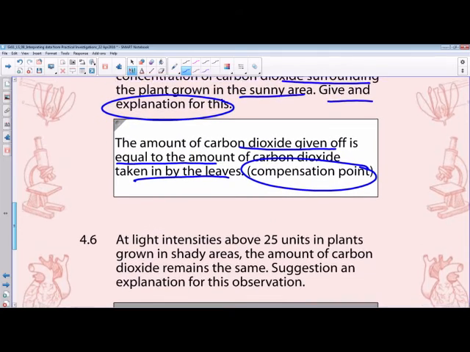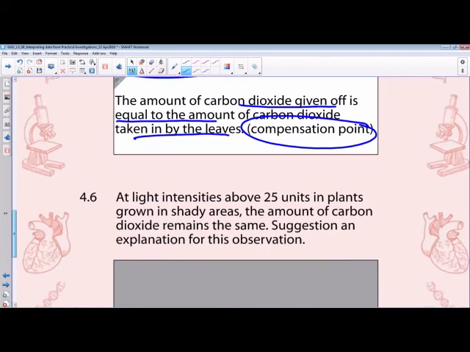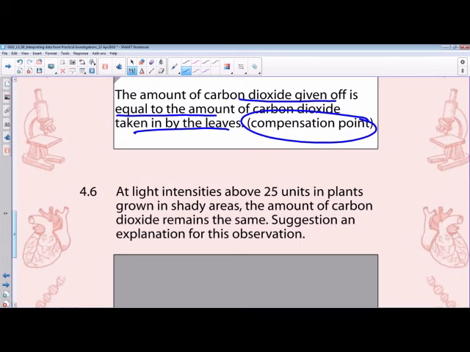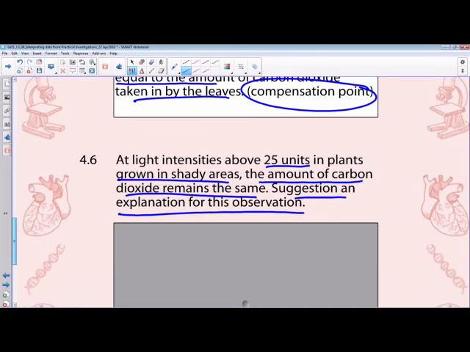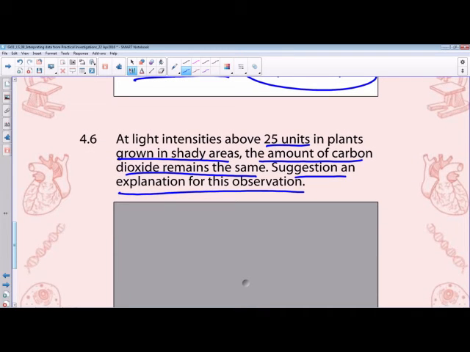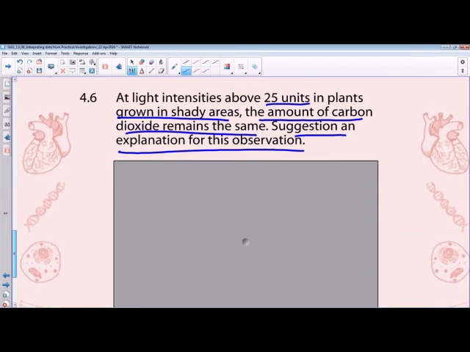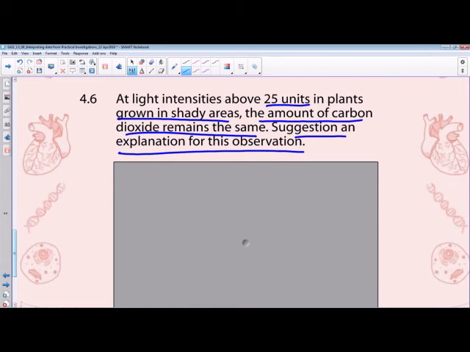Okay, we're going to spend some time on this next question. At what light intensities above 25 units in plants grown in a shady area does the amount of carbon dioxide remain the same? Suggest an explanation for this observation. I'm going to read this for you, and I'm going to give you 2 minutes to work through it. I'm going to switch to my graph so that you can remember this question and answer it.